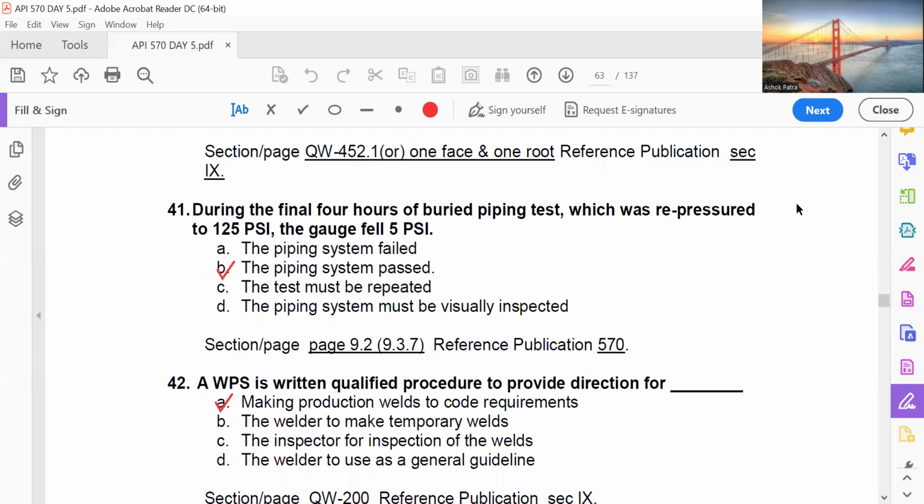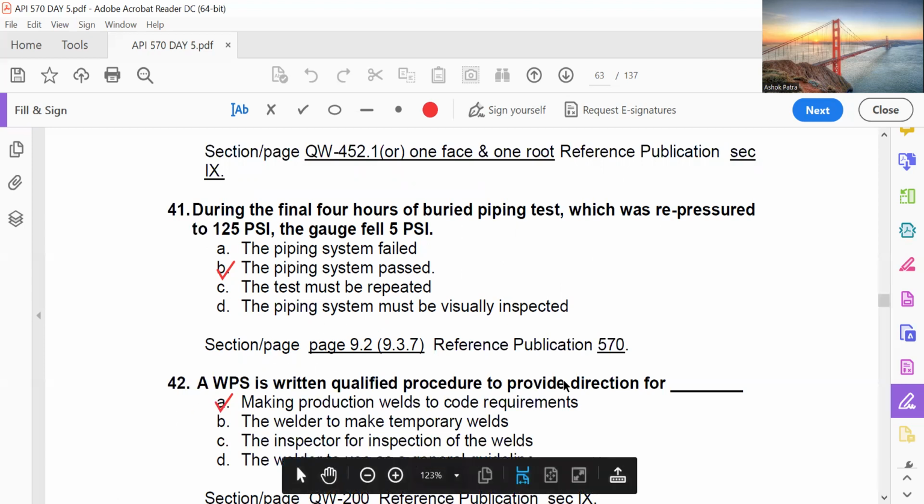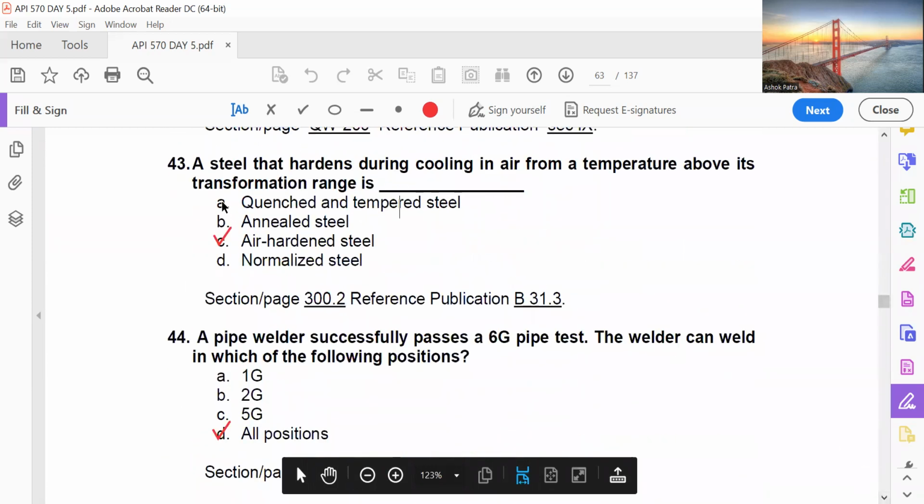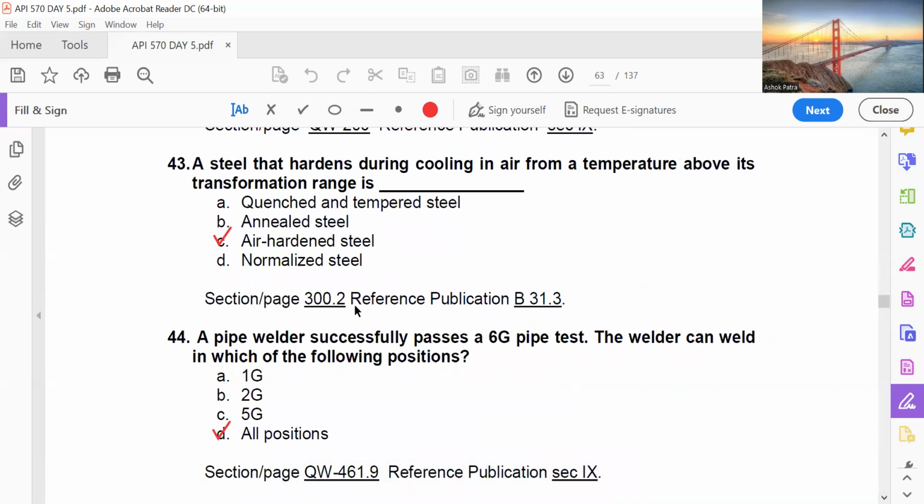During the final 4 hours of buried piping test, which was repressured to 125 psi, the gas fell to 5%, so it is passed within 5%. The WPS is a written qualified procedure to provide direction for making production welds to code requirement. The steel that hardens during cooling in air from a temperature above its transformation range is air hardened steel.